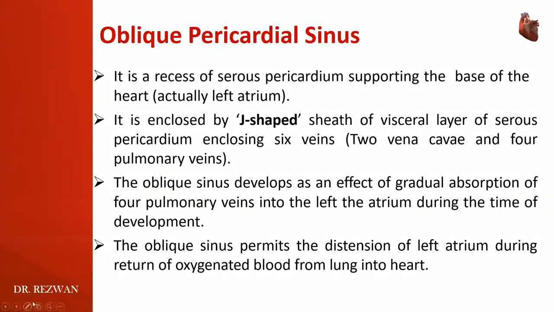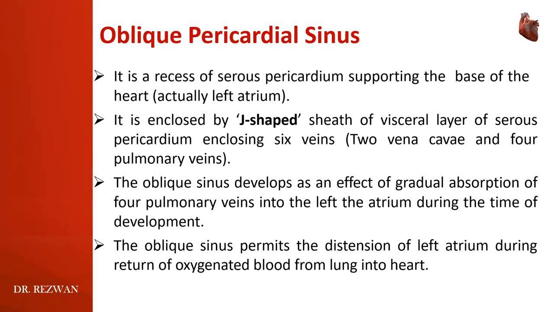Now the oblique pericardial sinus. It is a recess of serous pericardium supporting the base of the heart, actually the left atrium. It is enclosed by the J-shaped sheath of visceral layer of the serous pericardium, enclosing 6 veins, which are the 2 vena cava, that means superior and inferior vena cava, and the 4 pulmonary veins, 2 on each side. The oblique sinus develops as an effect of gradual absorption of the 4 pulmonary veins into the left atrium during development. Actually, the oblique sinus develops when there is absorption of the pulmonary veins into the wall of the left atrium.